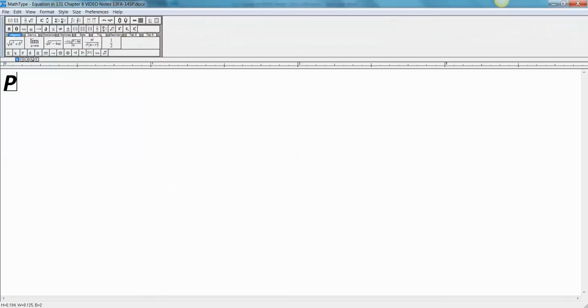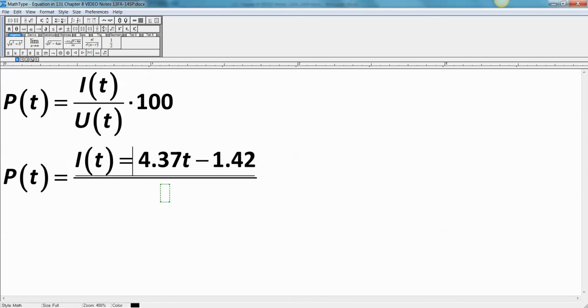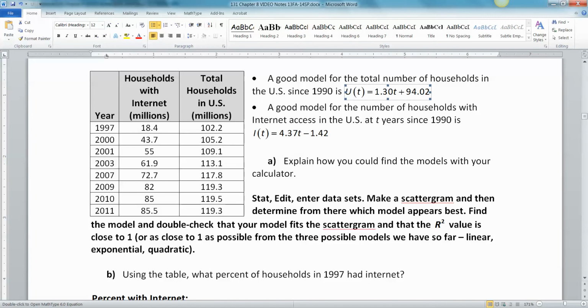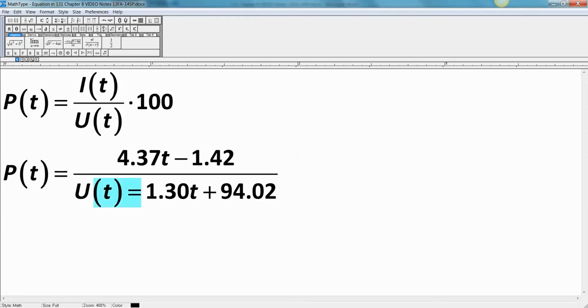So percent over time would be I of t divided by U of t. That's internet divided by the total in the US, U of t, U for US. But we times it by 100 in order to make it work. So that means the percent of t is equal to, all right, I of t was this value, 4.37, and then U of t is right here, and you're going to multiply by 100.